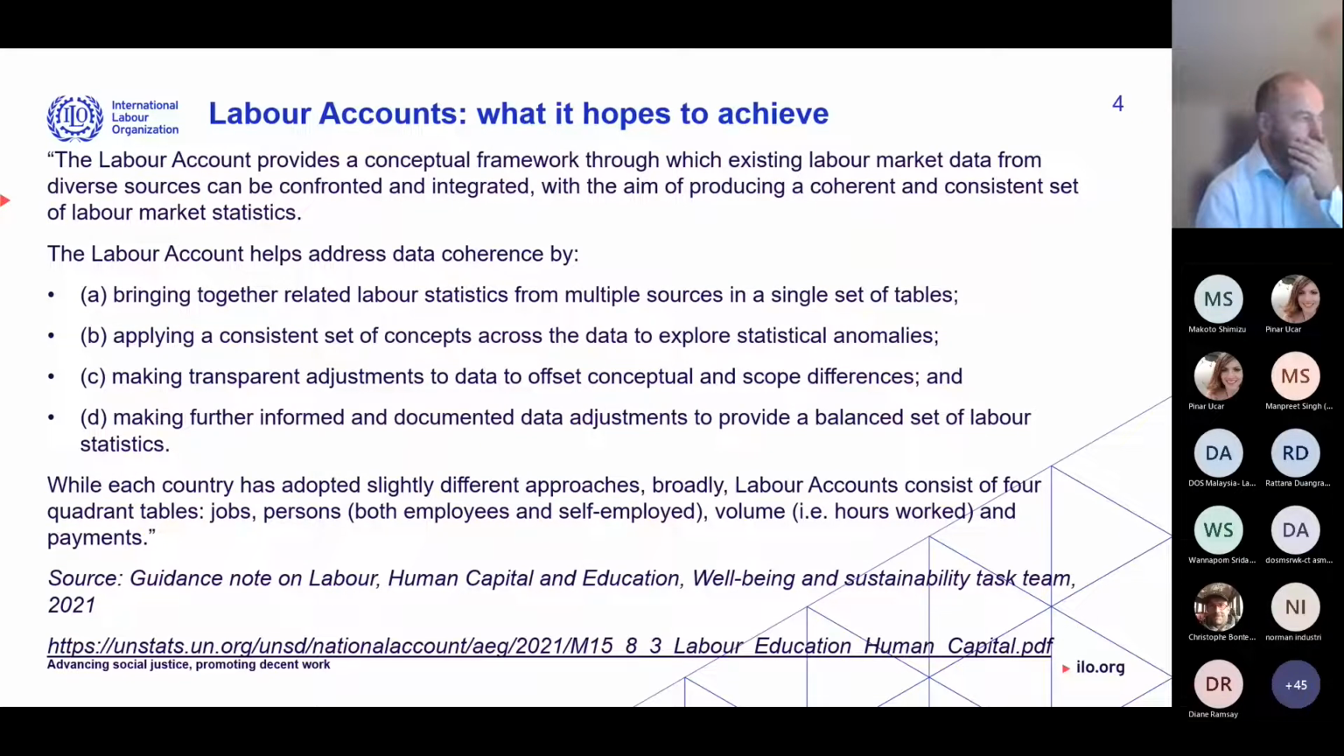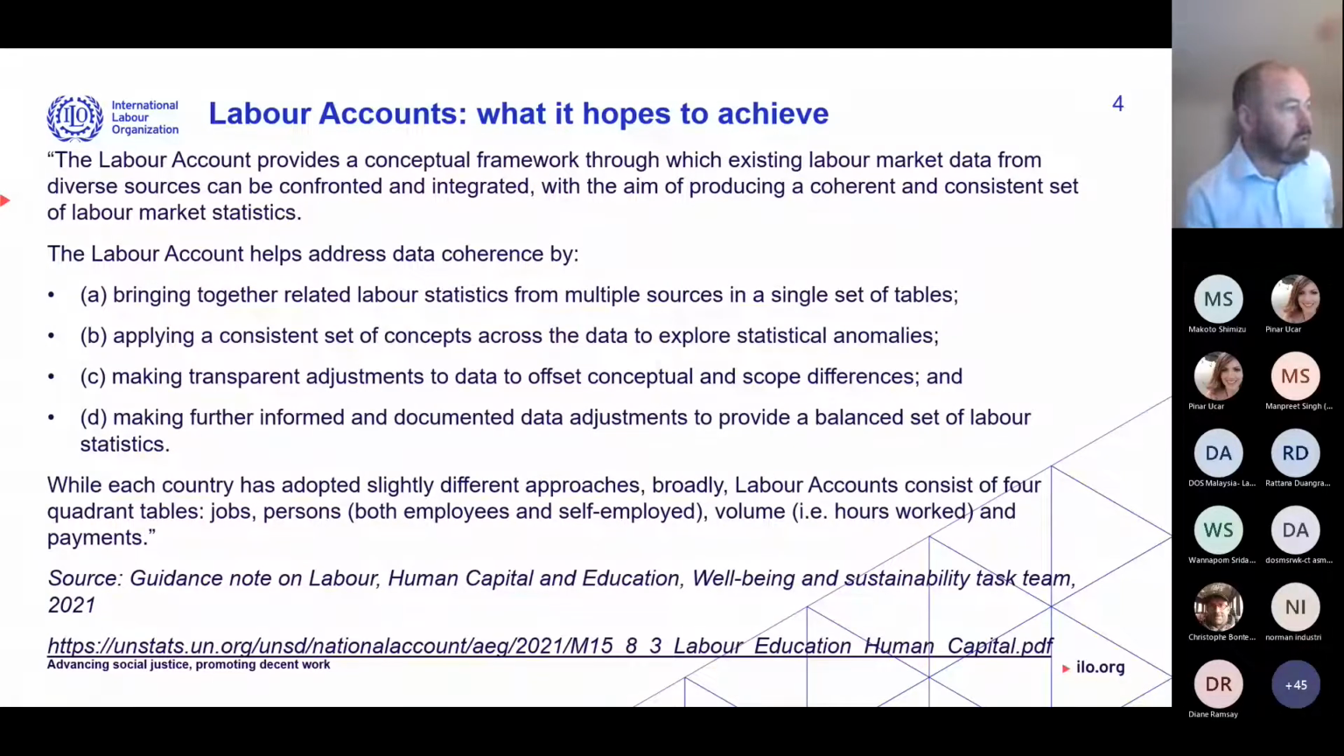So how does it do this? Well, it addresses data coherence by bringing together related labour statistics from multiple sources in a single set of tables, applying a consistent set of concepts across the data, making transparent adjustments to data to offset conceptual and scope differences, and making further informed and documented data adjustments to provide a balanced set of labour accounts. And when you hear from Manpreet and Noor in their presentations, these are the types of activities you're going to be hearing about: bringing the data together, applying consistent concepts, and then making adjustments to produce coherent and consistent data.